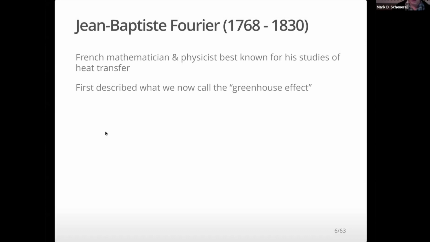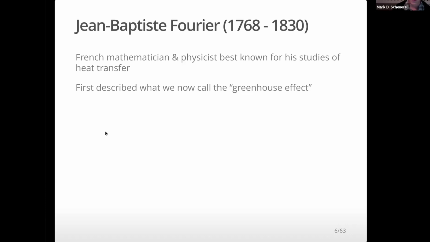So first thing to talk about when we think about frequency domain is Jean-Baptiste Fourier, who was a French mathematician and a physicist. And really what he was best known for is some early work he did on heat transfer in physics. And he is actually the one who first described what we all refer to as the greenhouse effect.